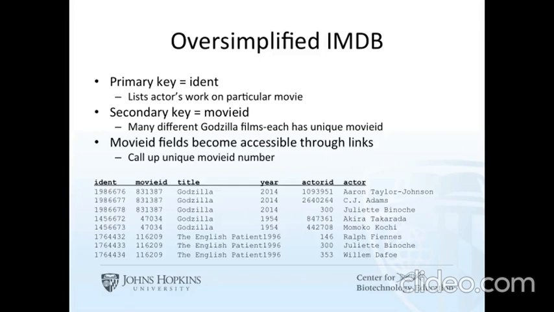The movie ID fields, essentially in IMDb, become accessible through links, so that when you click on Godzilla 2014, you're really clicking on the URL that has the 831387. You're actually clicking on a primary key in the movie title database. You would be clicking on a secondary key in this particular database.